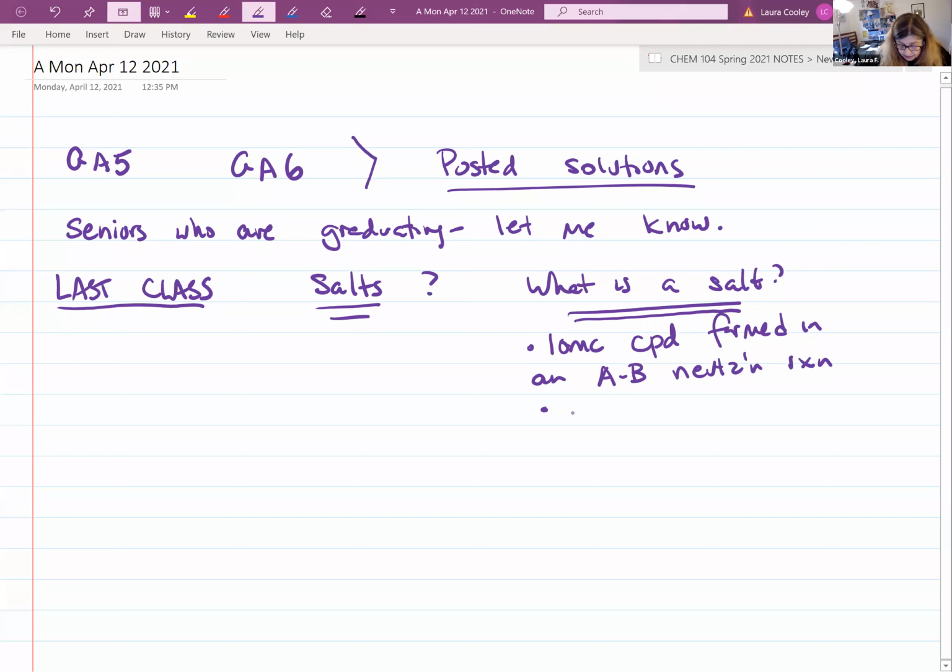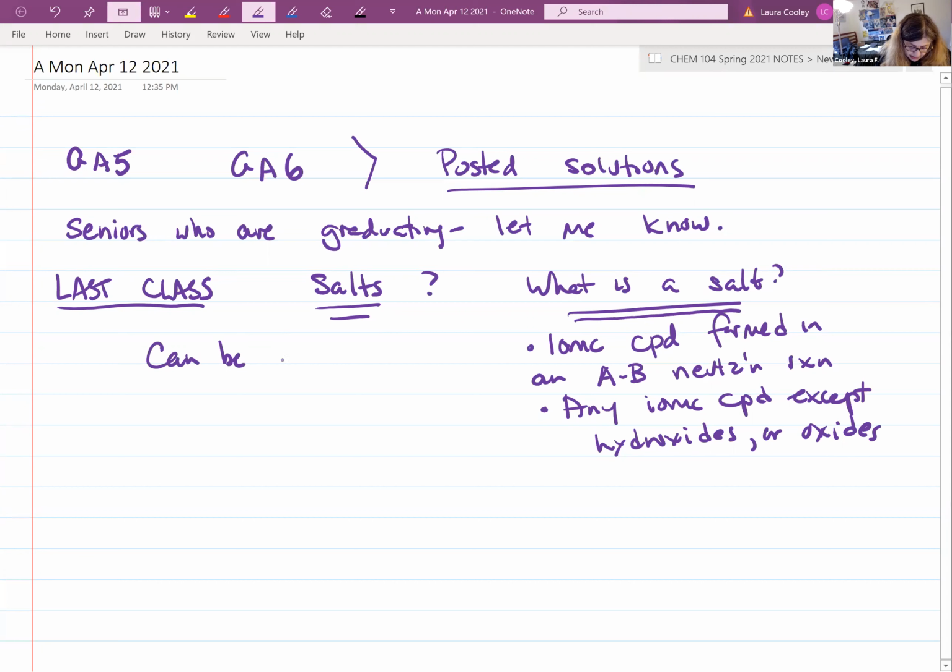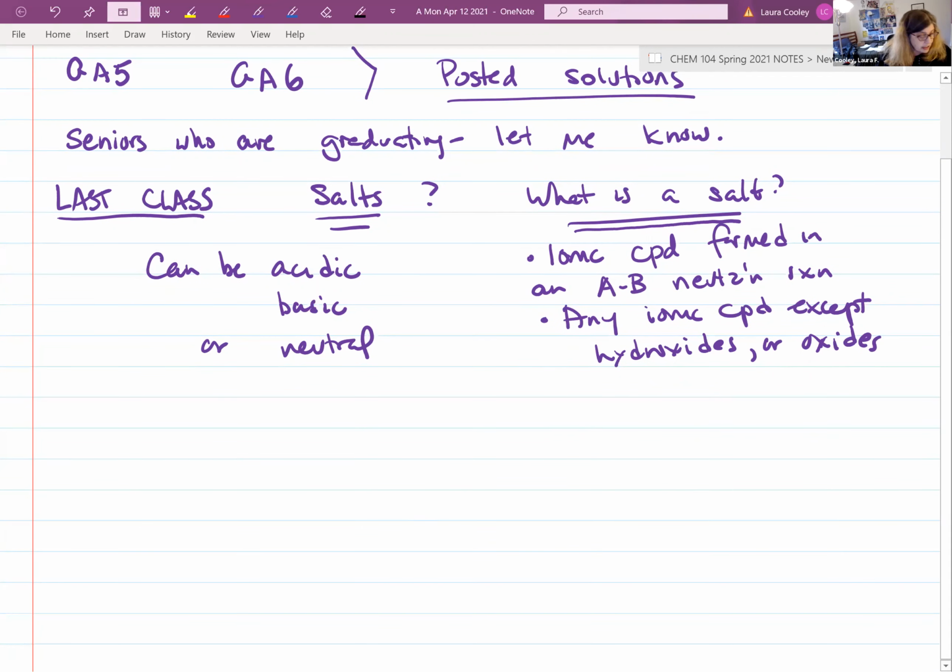But another way to think about them is simply that they are ionic compounds. I could say any ionic compound with certain exceptions, so any ionic compound except hydroxides. Obviously, hydroxides wouldn't be made in an acid-base neutralization because they're bases, and oxides wouldn't either. They're not even soluble, so I don't even know why we bother considering them. So a salt is basically an ionic compound. And I talked last time about how salts can be acidic, basic, or neutral, and how to figure out which.